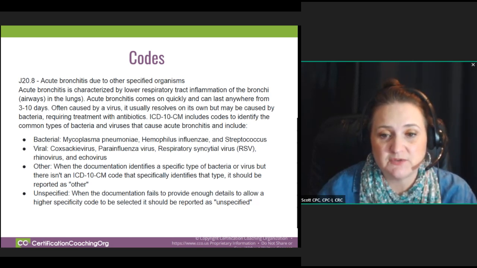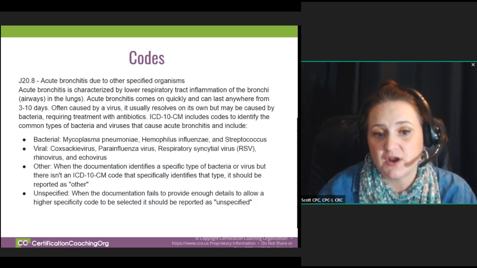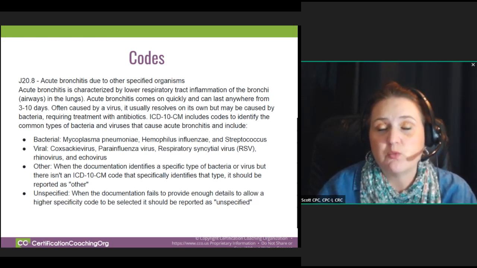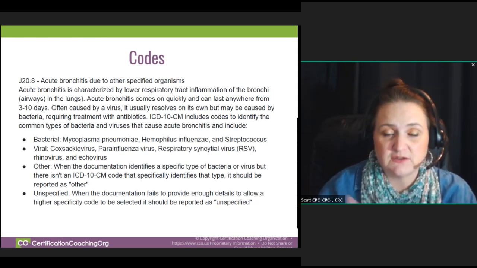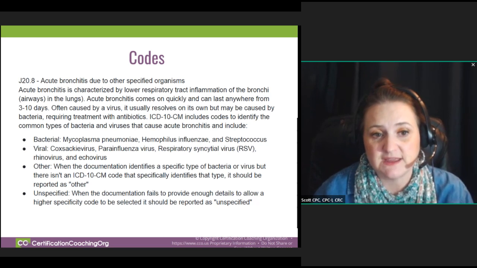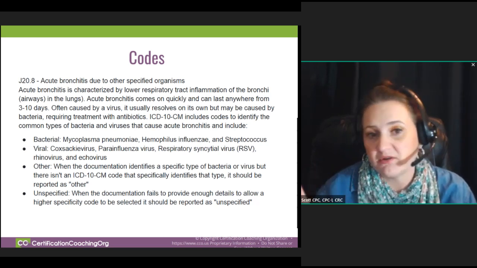Now let's talk about what acute bronchitis is. I thought I'd just give you a little more information. This comes straight from Find a Code. They are wonderful to give us all this additional information, and I've given you the link to them at the end. We kind of partner with them.